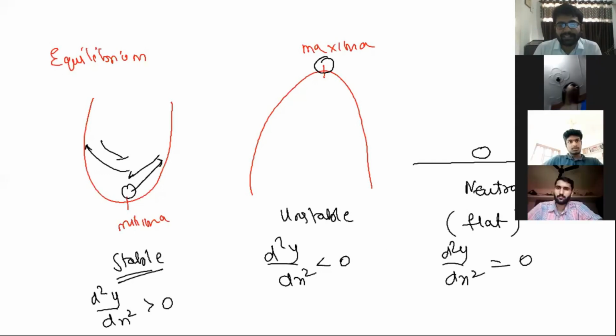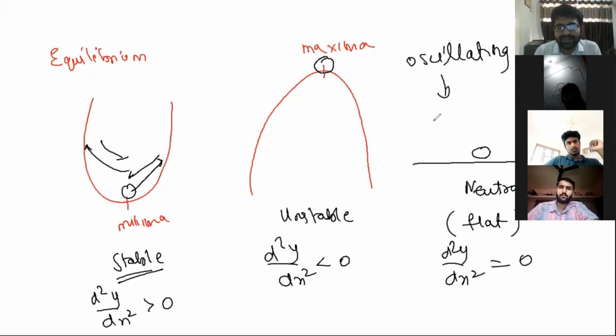Shall we continue? Acha, by the way, tell me one thing. If I tell you a particle is oscillating, which equilibrium will it be? Oscillation is only possible in stable equilibrium, people. So please remember, if they tell you that a particle is oscillating, make a note of it. It simply means they are talking about stable equilibrium. Matlab, all you have to find is minima.